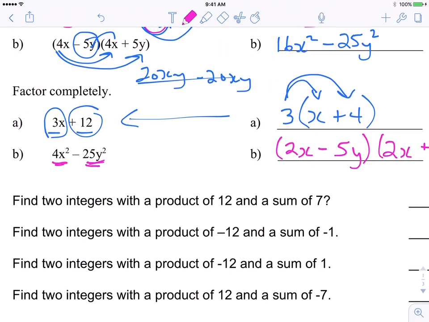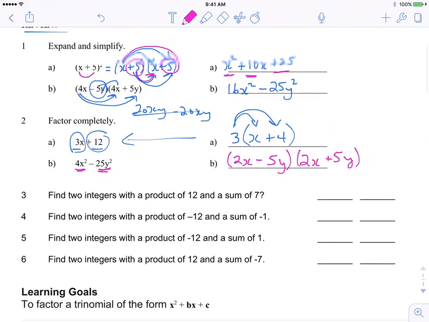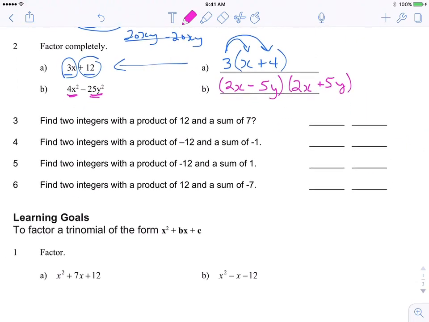That's how we end up with two terms and a middle term is gone. Okay, in order to factor, we need to know our multiplication tables. So in this case, find two integers with a product, again, that's the answer to multiplication. So the two numbers that multiply to 12 and add up to 7: a positive 4 and a positive 3 will multiply to 12, and they also add up to 7.